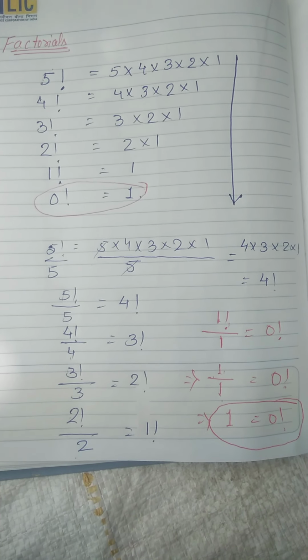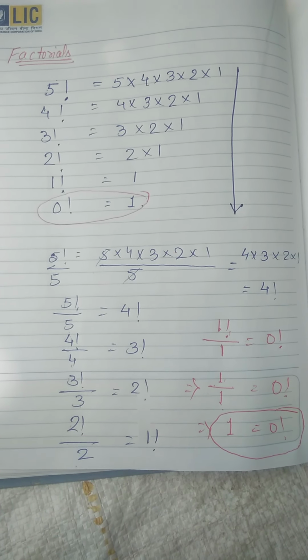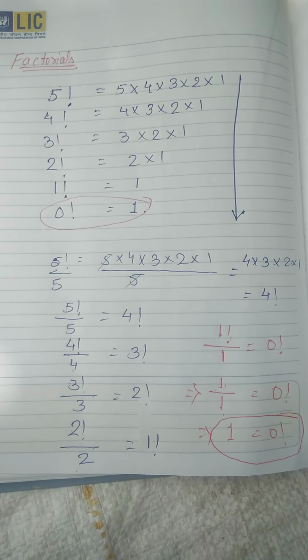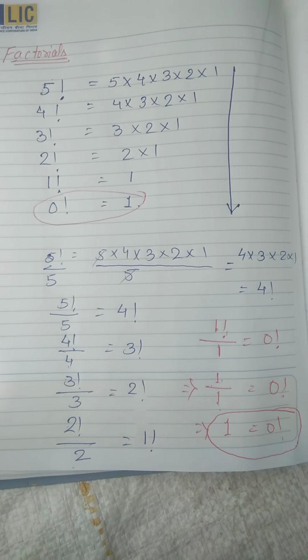Just don't cram that 0 factorial is equal to 1. Learn why it becomes 1. So this is the reason. This is the process to find out the value of 0 factorial.